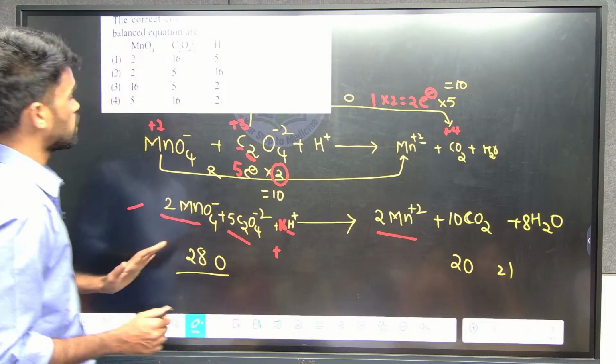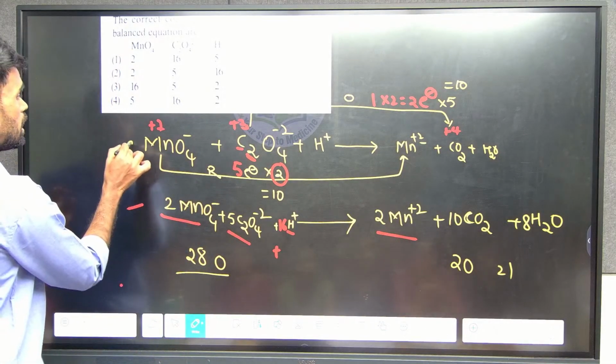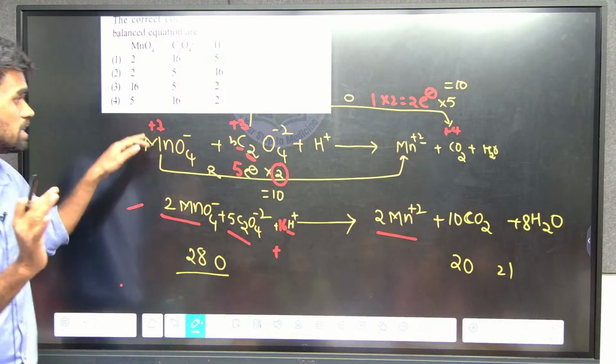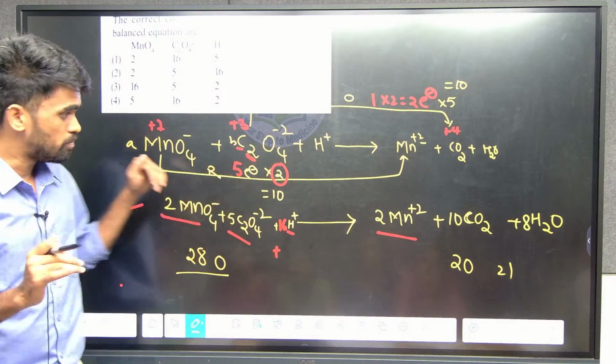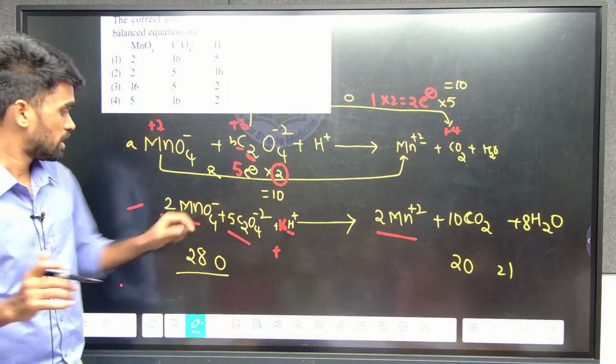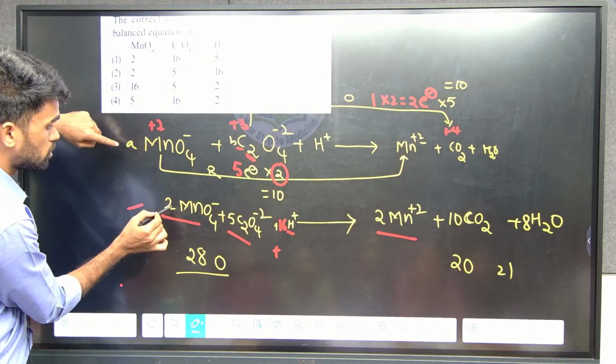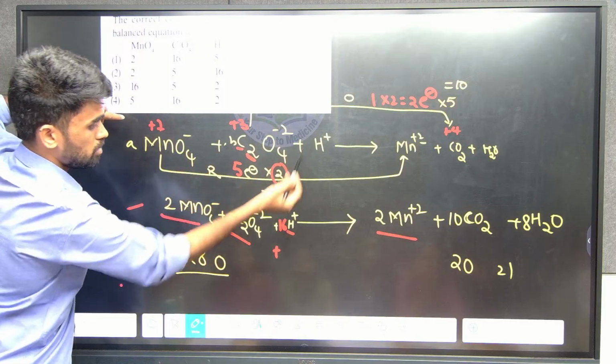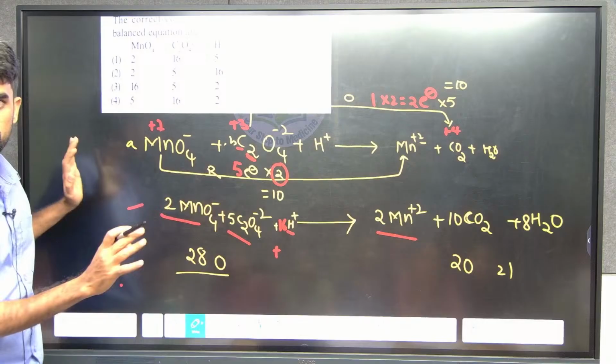See, in the question, they may give it like this, A, B, C. Just remove those A, B, C and write the skeletal equation only. Balance it like this, then compare. A means how much? 2. B means how much? 5. C means, like that you need to do in the exam.